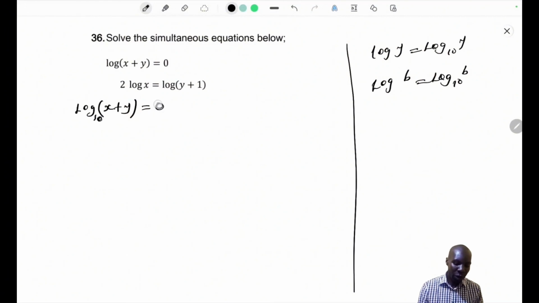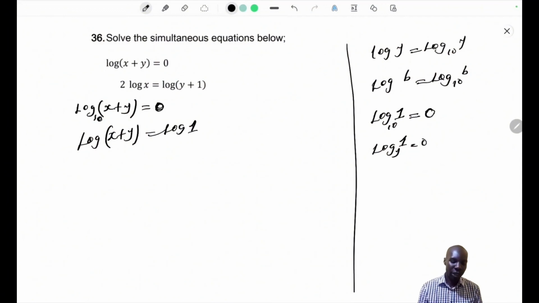So this 0 here must be converted into log of a number to base 10 that is going to give us 0. And you must know that log of 1 to any base, be it to base 10, be it to base 8, is 0. So we'll have log of x plus y should be equal to log of 1. The base is base 10. So the log cancels. So we'll have x plus y should be equivalent to 1. This is the first equation.